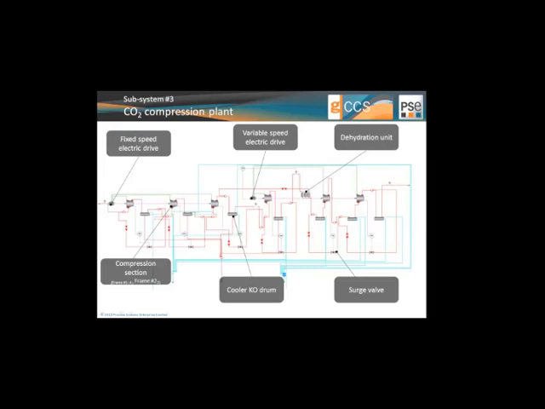Moving on to the third subsystem along the chain, this is the CO2 compression plant. Here we see one of the trains with 2 drives. One is a fixed speed, the other is a variable speed electric drive. Arguably, for CO2 systems where you might have integrally geared compressors, you would be looking into changing the guide vanes rather than the speed, but that's something that can be easily adjusted.